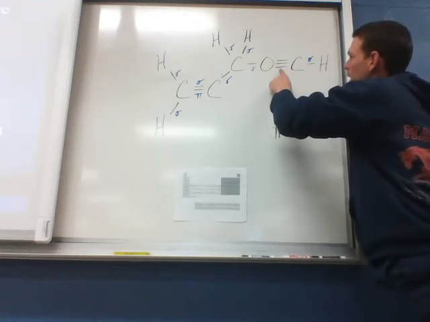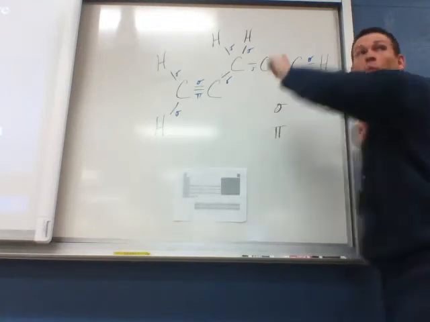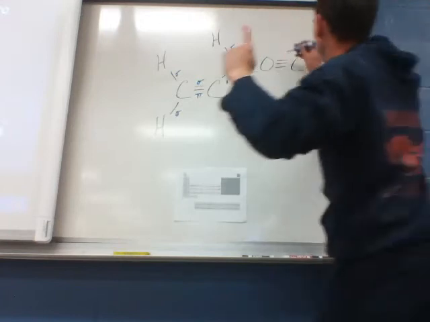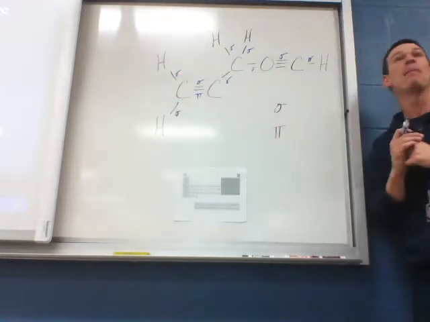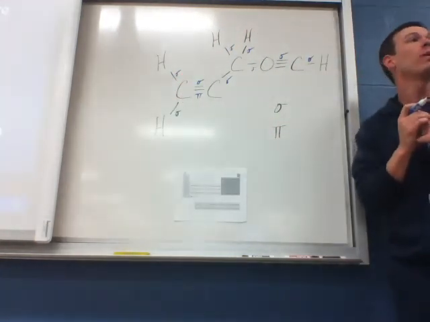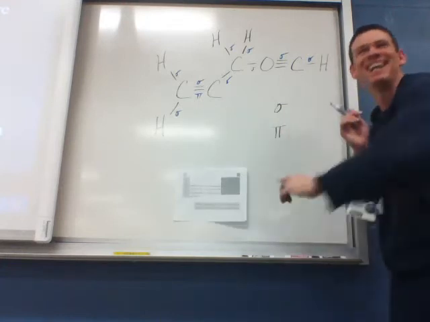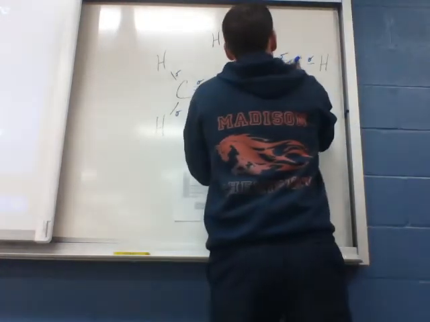Therefore, how many sigmas are in this one? One. Because you always gotta have one sigma. How many pi's are there? Two. And we all wish we had two pi's, right? Lunch.